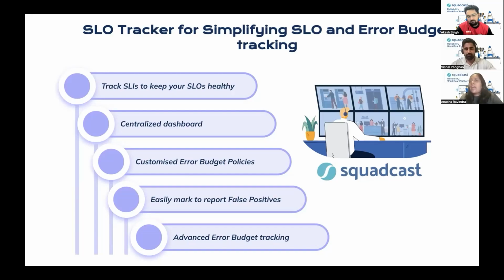Although we dislike having too many false positives, they do occur once in a while. And in such a situation, you would not like the system to account such incidents towards the calculation of error budget, right? So with SLO Tracker, you can quickly mark incidents as false positives and move on. So this helps you ensure that the error budget is being consumed only by actual SLO affecting incidents.